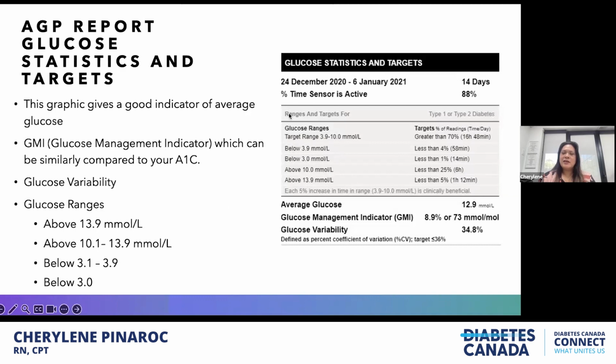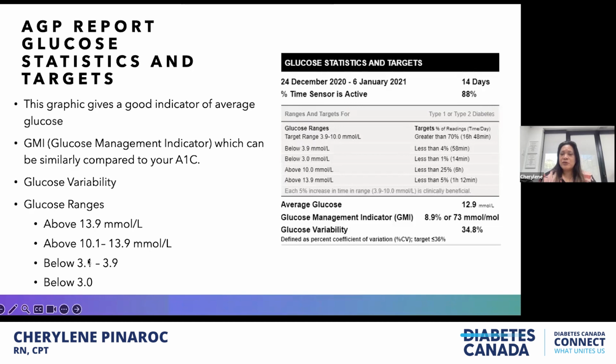Also in this chart, we could see the glucose ranges. Anything above 13.9, we look at how much time they are above 13.9 millimoles. Anything from 10.1 to 13.9, you can see how much time they're spending in there.